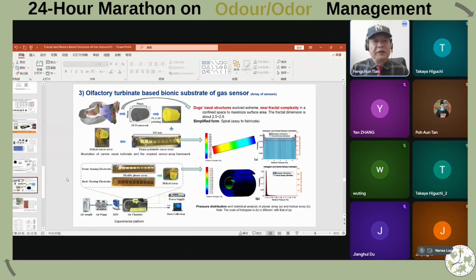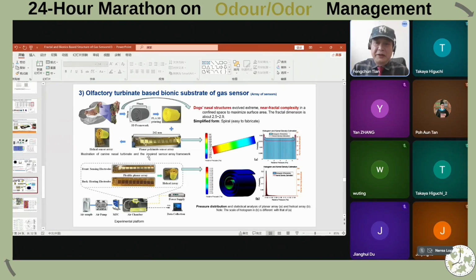Also, we have proposed another olfactory turbinate-based bionic substrate of gas sensors. This is an array of sensors. It is made of 2 layers. One layer is for the sensing electrode. Another layer is the heating electrodes. Both layers of electrodes we made based on the fractal geometry. That is the Hilbert space.